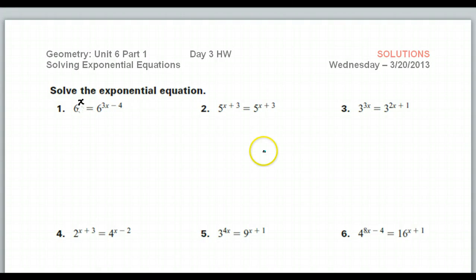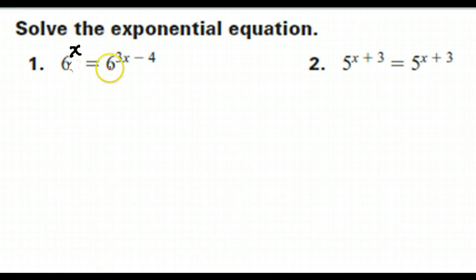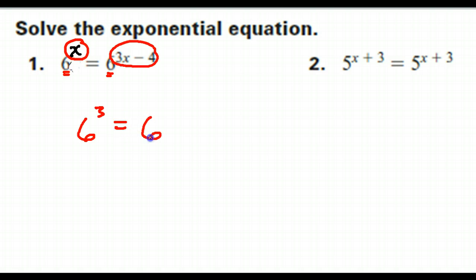Now, we have to use a little bit of common sense. If the bases are the same, this equation will only be true if the exponents are the same. So I see that I've got 6 and 6 as my two bases. That means these exponents would have to be the same. It wouldn't make sense if I had 6 to the, say, third power, and that was equal to 6 to the question mark. What would this question mark be? Obviously, it would have to be 3.